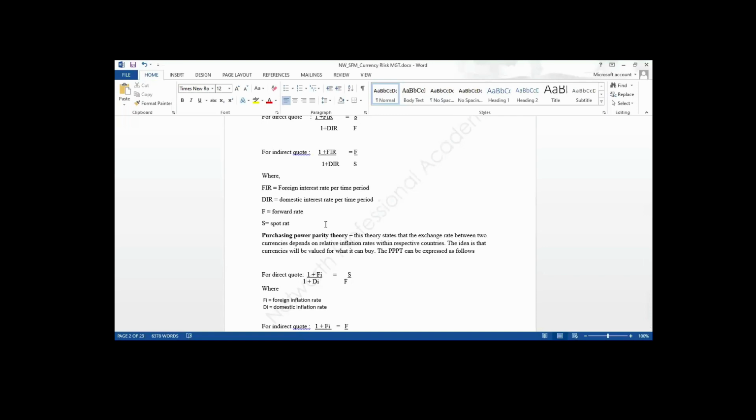Number 2 theory, purchasing power parity theory. This theory states that the exchange rate between two country currencies depends on the relative inflation rate within the respective countries.